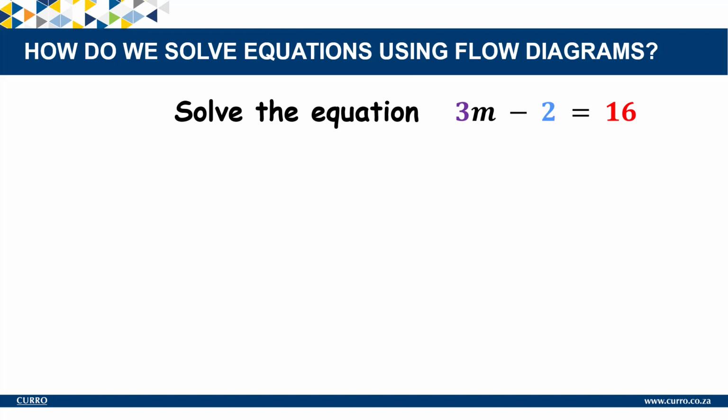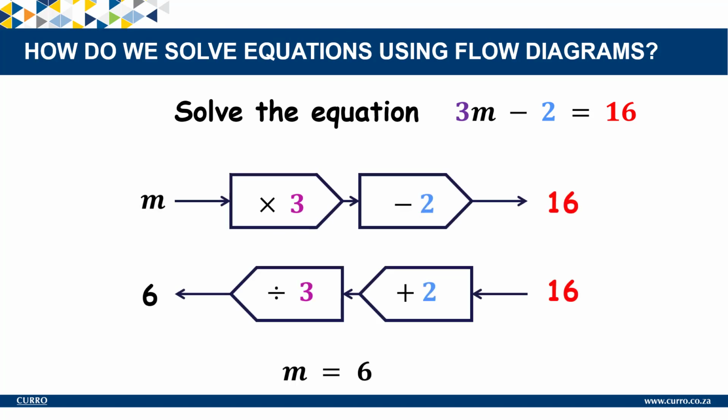Let's do a couple of examples. We have to solve this equation. We have to find the value of m. What has been done to m? First, your flow diagram shows that order of operation. So you times by 3, then subtract 2, and that is 16. To solve it, you start with 16, and what you did last when you worked with your expression, you have to do first. You have to first undo the subtract 2, so you add 2, and then you divide by 3, and that is 6.